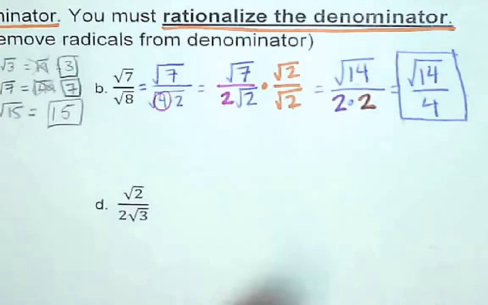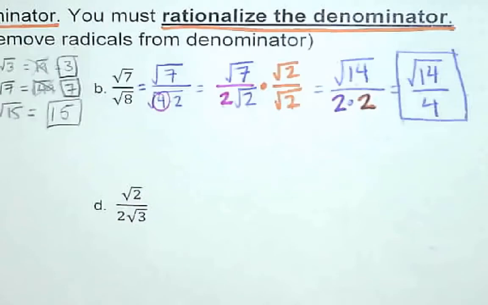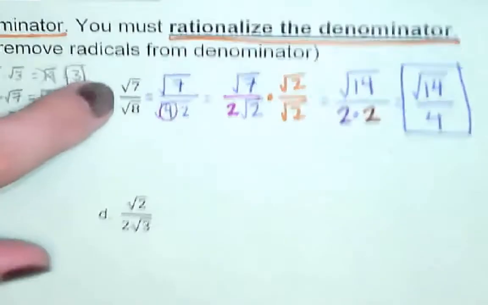Okay, what else could I have done? Instead of simplifying that square root of 8, what else could I have done? Any ideas? What's another way we could have gotten rid of that square root of 8?